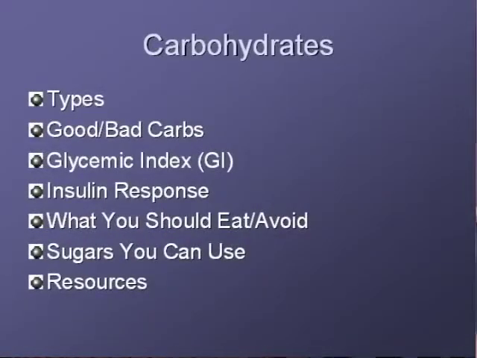What we're going to be covering in this seminar is the types of carbohydrates, good and bad carbohydrates, glycemic index or GIs, insulin response, what you should eat and what you should avoid, sugars you can use, the quality sugars, and resources that might be of value. If you've not got our information, make sure that you call the office and they'll make sure you get it. However, if you've gotten this seminar, you should have the carbohydrate sheet that allows you to go right through the seminar with us without any hassle. You'll find it's very easy to just make notes next to the specific categories that we're covering in sequence in the seminar.